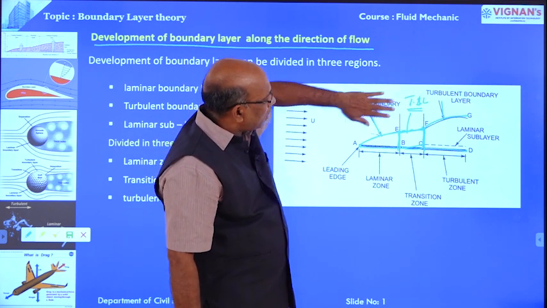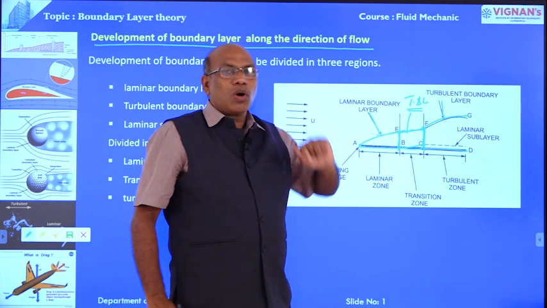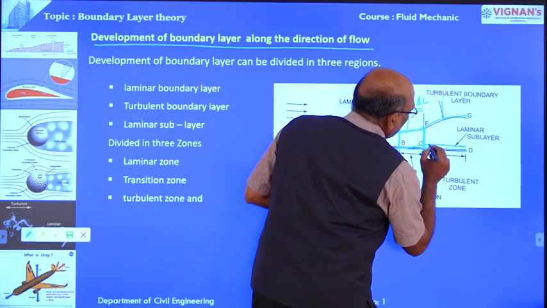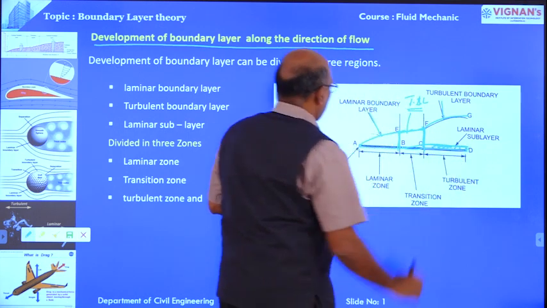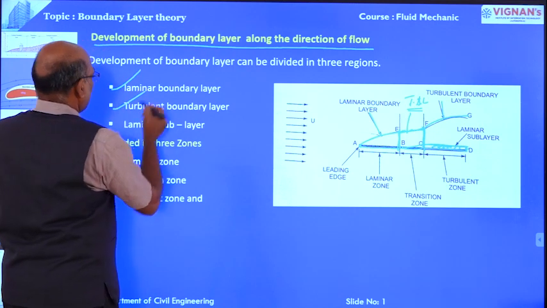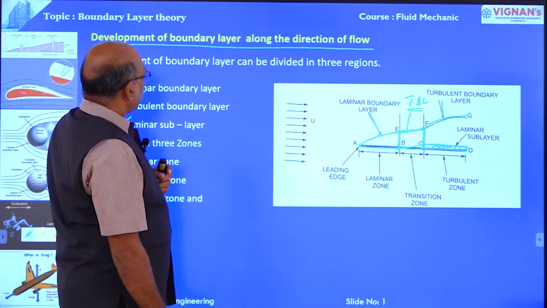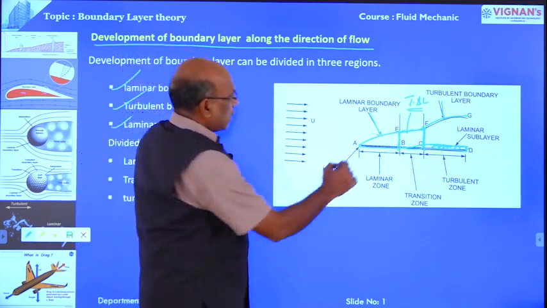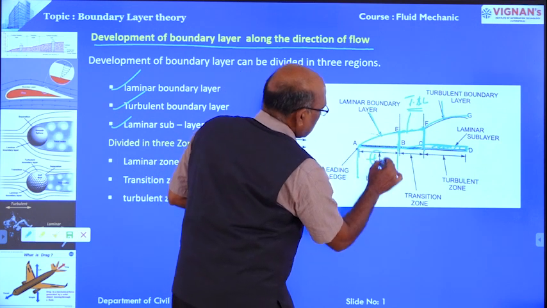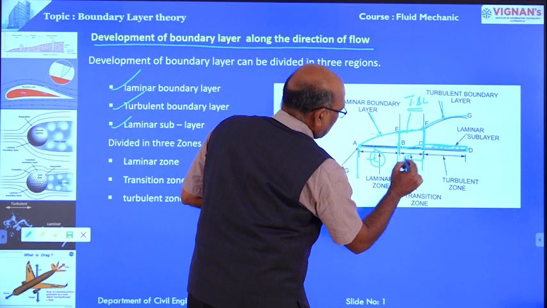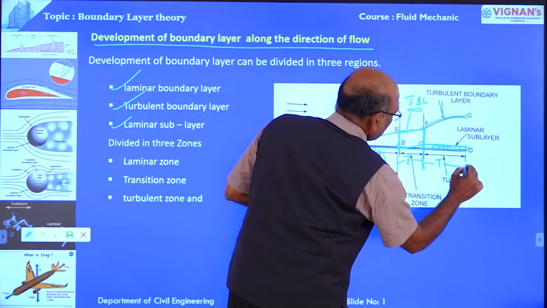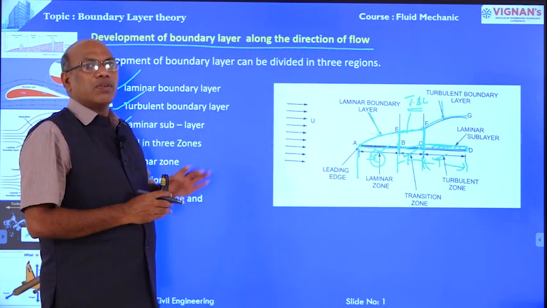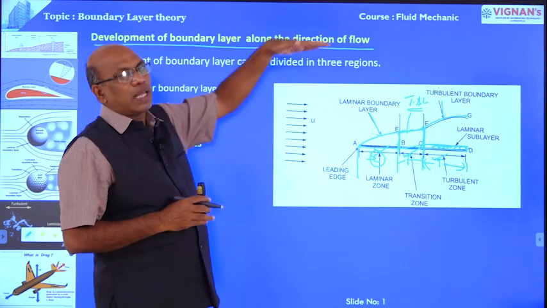One is the laminar boundary layer, another is the turbulent boundary layer, and one more layer, the laminar sublayer, which is part of the turbulent boundary layer. Laminar boundary layer, turbulent boundary layer, laminar sublayer. And this is also divided into 3 components: the laminar zone, the transition zone, and the turbulent zone. These are the divisions of the boundary layer along the length of the flow.